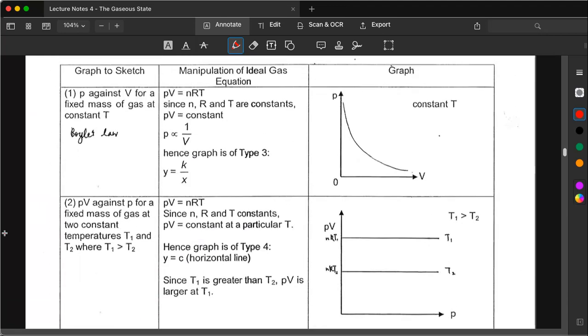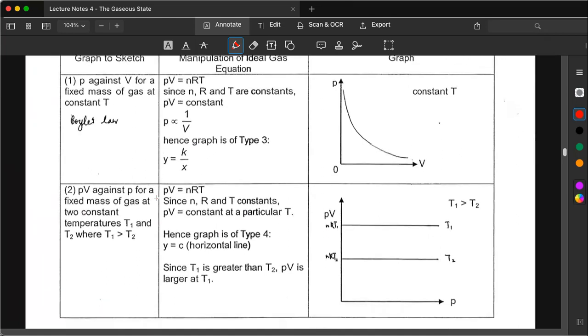What if we have this? PV against P for a fixed mass of gas at 2 constant temperatures. Okay, so PV equal nRT. So the graph is of type 4. All right, because in this case, when we want to plot PV against P at a constant temperature, obviously it will be a constant because the expression on the right is all constant. Okay, and if we have a temperature that is higher, then obviously the constant will be of greater value if T1 is greater than T2.